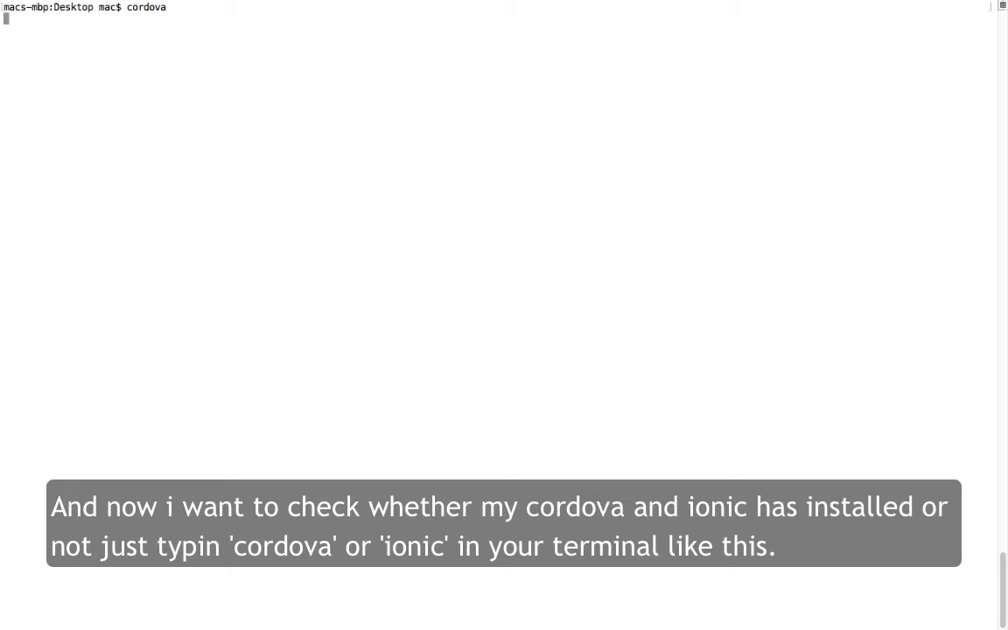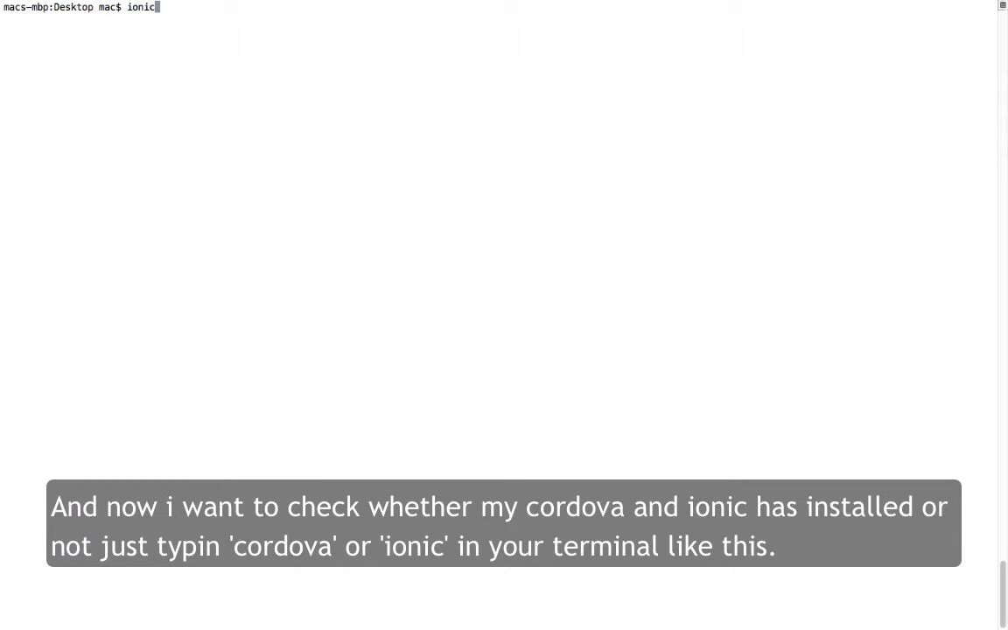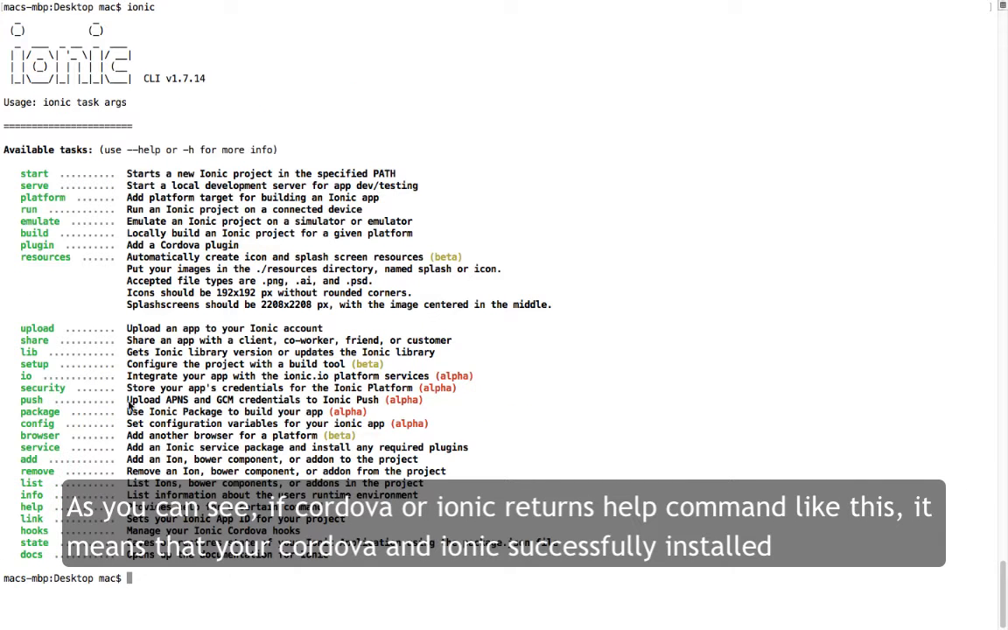And now I want to check whether my Cordova and Ionic have been installed or not. Just type cordova or ionic in your terminal like this. As you can see, if Cordova or Ionic returns a list of commands like this, it means that your Cordova and Ionic are successfully installed. Clear the terminal.